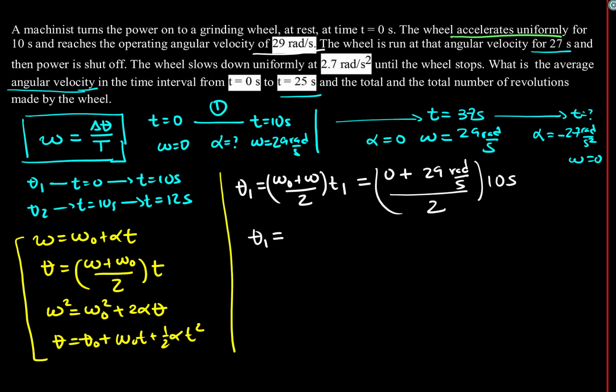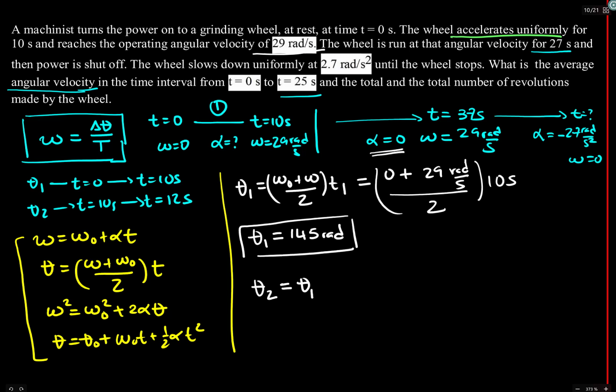29 divided by 2 times 10 gives us 145 radians. This is theta 1. Now, theta 2: if you notice that alpha is 0, and if alpha is 0, theta 2 will just be equal to theta 1 plus omega naught t.